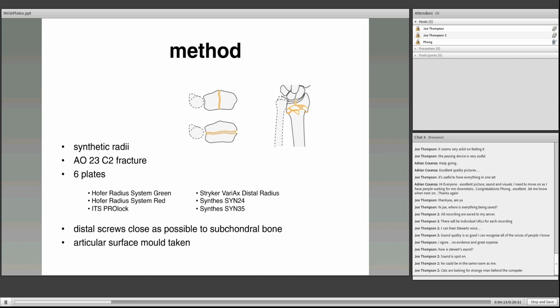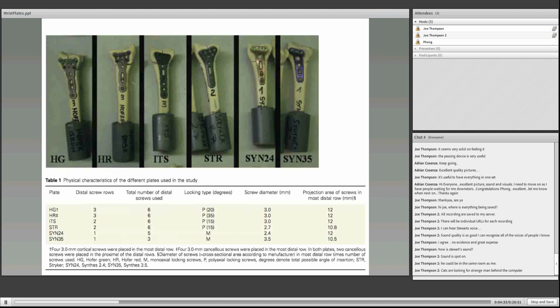In terms of how they applied these plates, no specific details were given beyond saying that they applied them as per the manufacturer's instructions, with the consideration that, as the author has shown in another paper, and as supported by many papers, reduction loss is decreased and stability increased by having the distal screws as close as possible to subchondral bone. Once these plates were applied to 6 sets of 4 synthetic radii, a mould was taken of the articular surface using bone cement, and this was then used essentially as a stamp, so that the force being applied to test the reduction and fixation was through the articular surface of the radius to simulate pressure from the scaphoid and lunate bones.